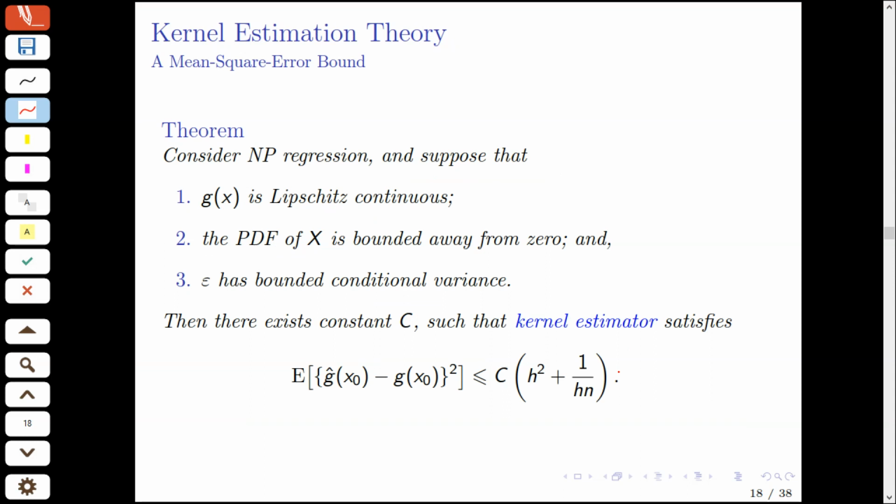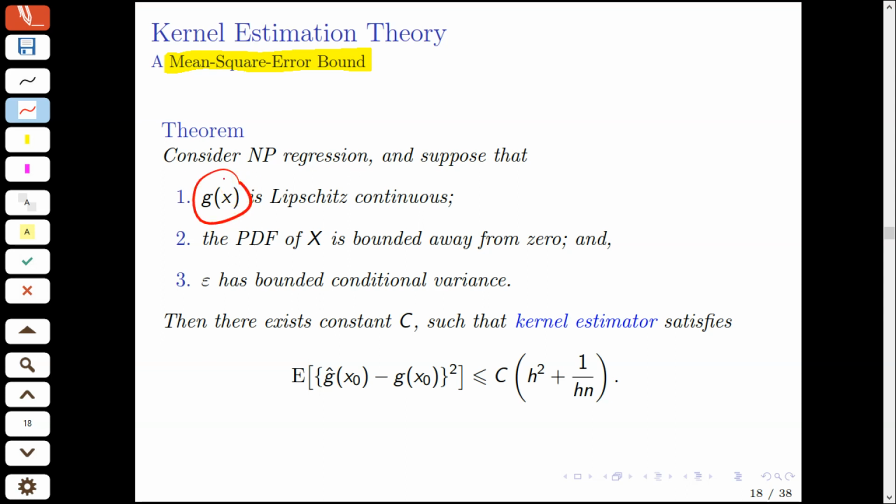So let's spend a couple of slides here developing a theoretical result for kernel estimation, going into a bit more detail about when this method works and why it works. And what we'll develop here specifically is known as a mean squared error bound, which will hopefully become more apparent in a second. So we're considering the setting of nonparametric regression, and we're interested in estimating the function g at a point, x0. Now suppose the following three conditions hold.